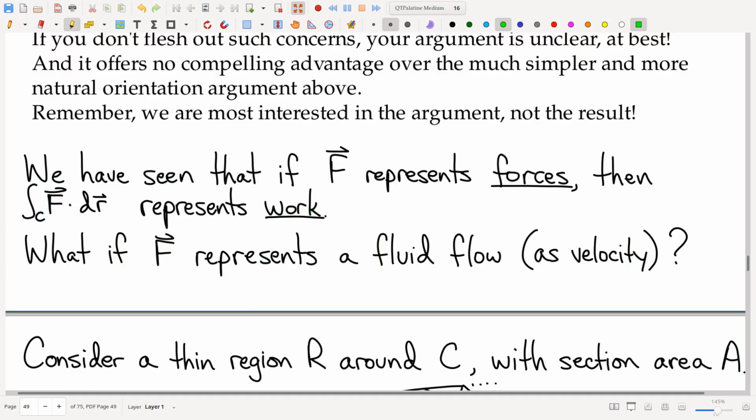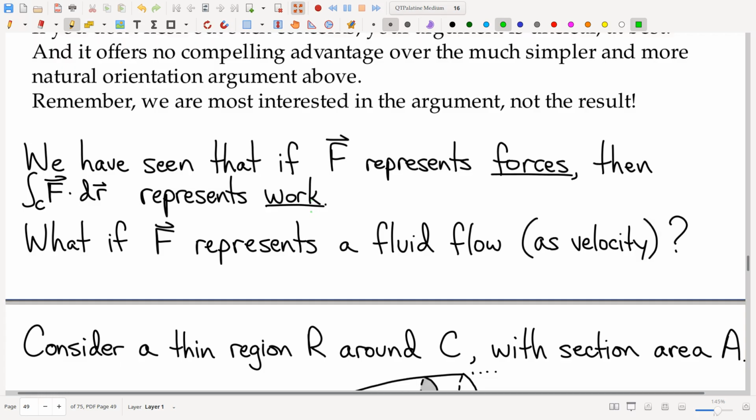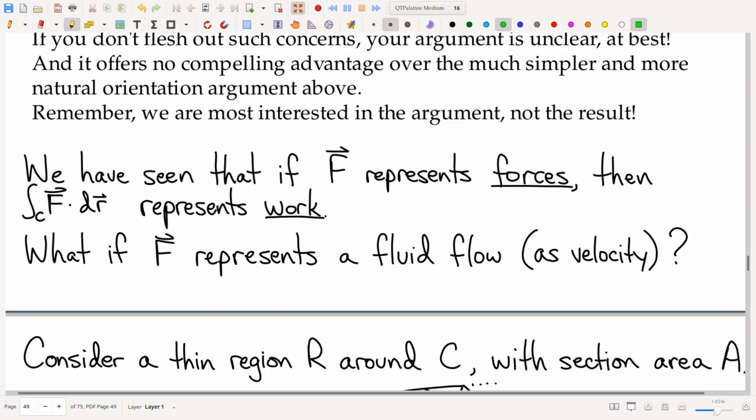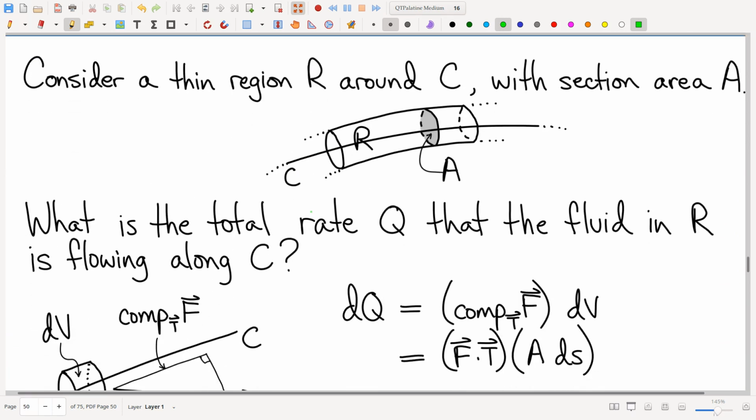It turns out that it's a hard thing to talk about. So that's the question that we're going to consider. And here's the short version of the answer: in this scenario, when the field represents a fluid flow, vector line integrals represent the answer to a weird question. So what I'm going to do is start by asking and then answering that weird question, and then we'll make the interpretation after the fact. So here's the weird question.